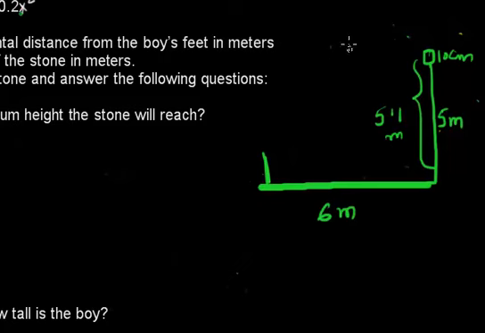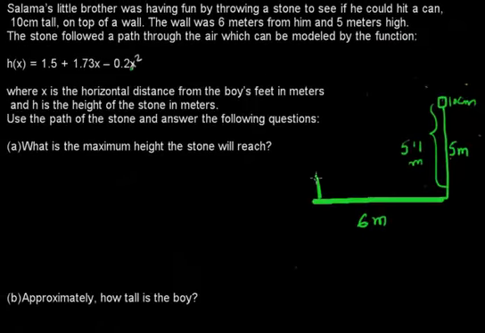From this place Salama's brother is throwing a stone to hit the can. It will follow a quadratic equation. The reason is the equation given to you is a quadratic equation, so it will be a parabola open downward because the coefficient of x square is negative. Now we have to answer some questions based on the given information.